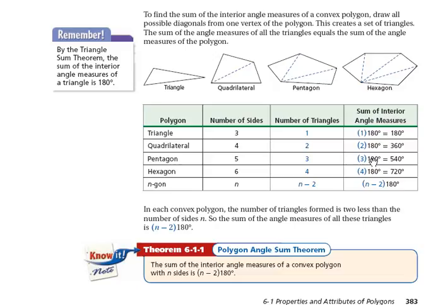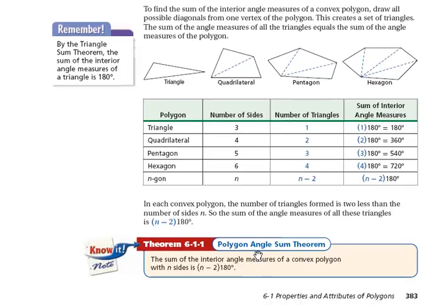You can see that each time we are multiplying 180 times this number here, which is n minus 2, the number of sides minus 2. And that gives us the Polygon Angle Sum Theorem. The sum of the interior angle measures of a convex polygon is n minus 2 times 180.